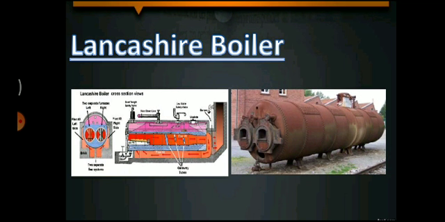So let's start. In the figure shown here is the Lancashire boiler, and at the bottom there is a horizontal support, and the vessel is in the form of a cylindrical vessel having a horizontal position.